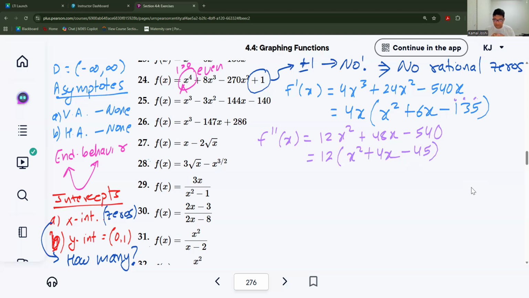So we have the first derivative and second derivative and we have them factored. From the first derivative, we know the usual stuff. We get the critical numbers.